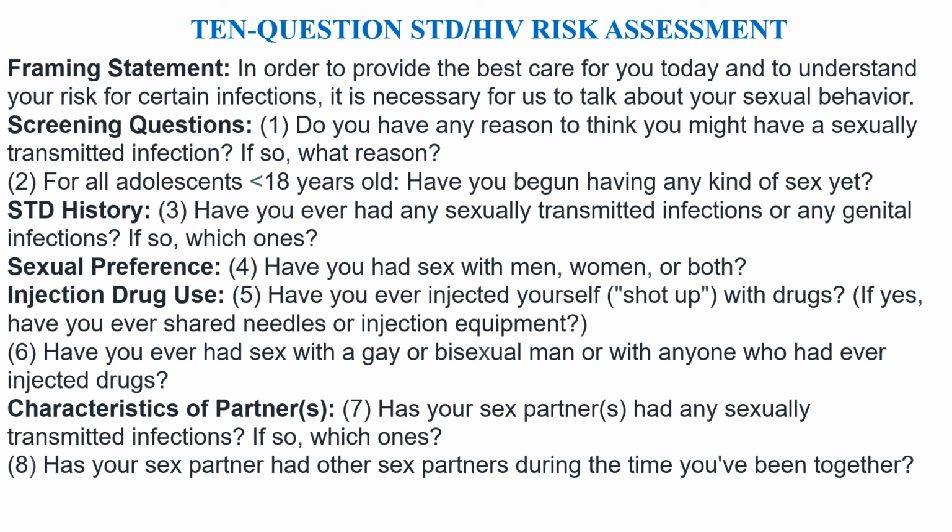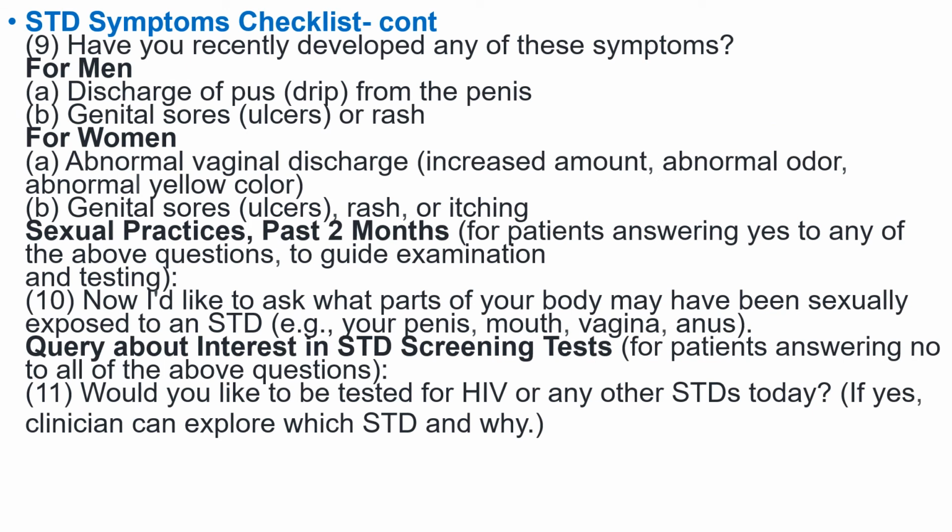Sexual preference: have you had sex with men, women, or both? Injection drug use: have you ever injected yourself? Characteristics of partners: has your sex partner had any sexually transmitted infection? Has your sex partner had other sex partners? STD symptoms checklist continued: have you recently developed any of these symptoms? For men, discharge, genital sores. For women, abnormal vaginal discharge, genital sores.